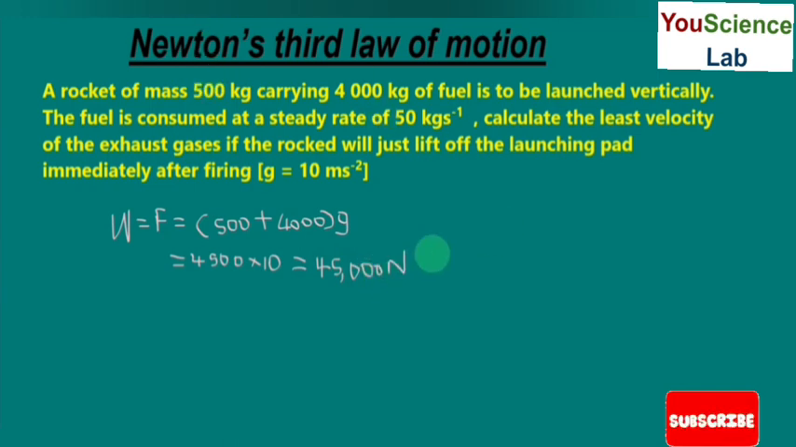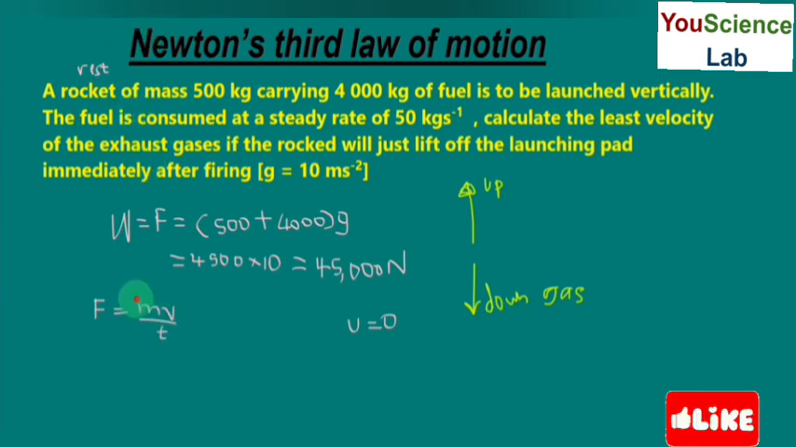Now, let me illustrate with this. The total weight of the rocket exerts an upward force which is equal and opposite to the downward force of the gases expelled. So, from Newton's law of motion, we know that F is equal to m times (v minus u) all over t, but here the initial velocity is equal to zero. So therefore, the force exerted is mv all over t. Now, we have been given m over t as 50 kilograms per second, and we have already calculated the force to be 45,000 newtons. So that will be equal to mv over t, that's 50 kilograms per second times v.